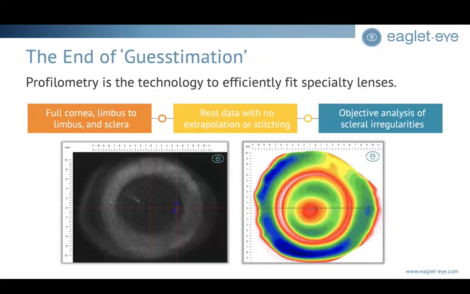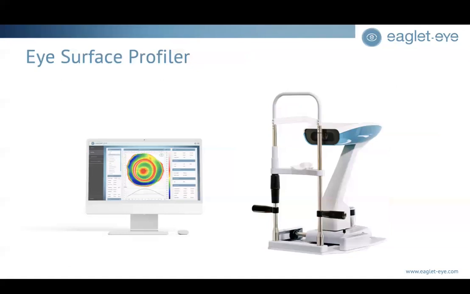Now, profilometry really allows us to dig a little bit deeper to get a better picture. Again, I just want to highlight we have the ability to measure full ocular surface topography. We're using real data with no extrapolation. And also we have objective data and figures to really know what we're dealing with. So when it comes to choosing a lens design, whether it's a scleral lens, corneal lens, et cetera, profilometry is a technology that allows us to fit efficiently because we measure first before we decide what kind of lens design we're going to use.